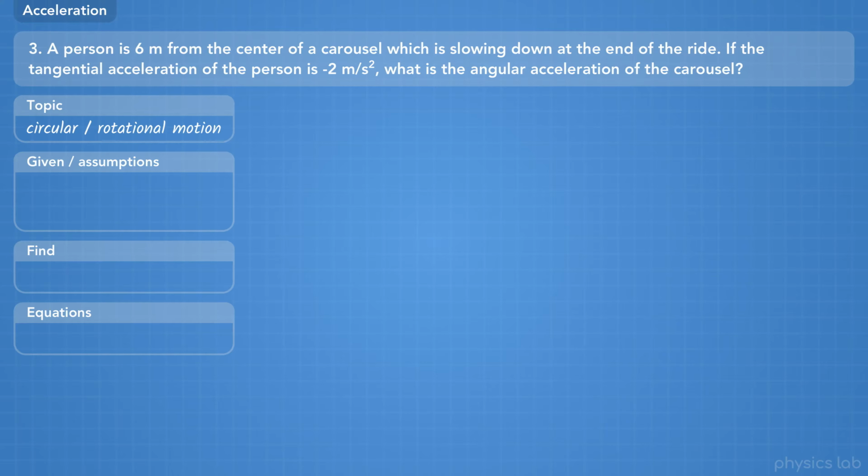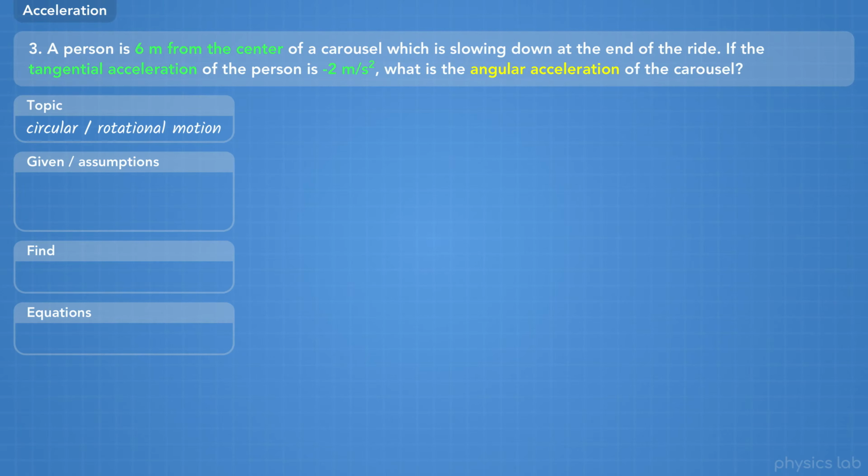A person is 6 meters from the center of a carousel, which is slowing down at the end of a ride. If the tangential acceleration of the person is negative 2 meters per second squared, what is the angular acceleration of the carousel? Let's draw a quick picture.